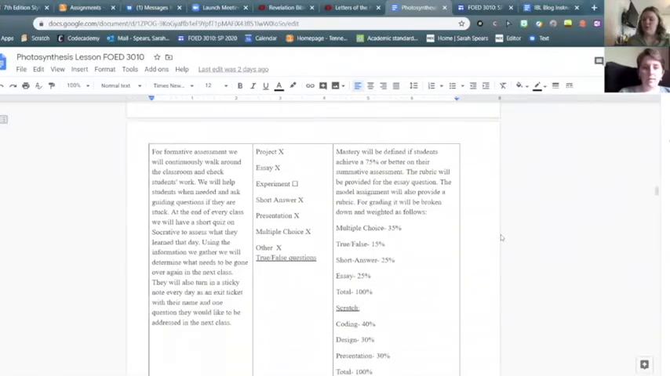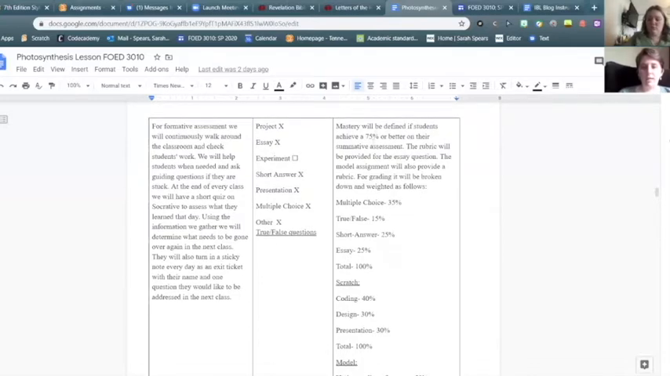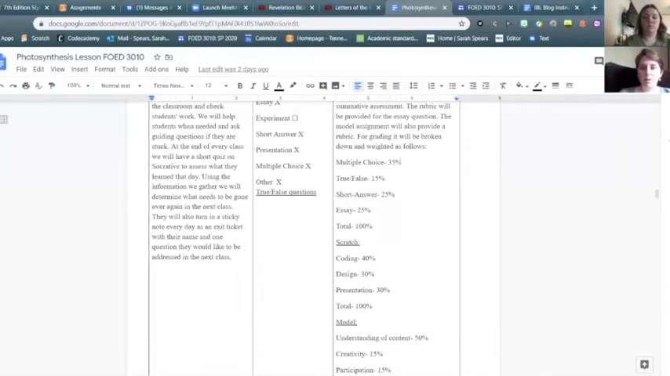So for formative assessments, that's just all explained right here. And these are the type of assessments that we're going to be using this week. And then over here, we have how everything is going to be broken down. So mastery of the topic, we're going to say is a 75% or better on the summative assessment on Friday. And the rubric is going to be provided for them too, for the essay questions. And that's also going to help with the other students that need that extra something to tell them what we're looking for.